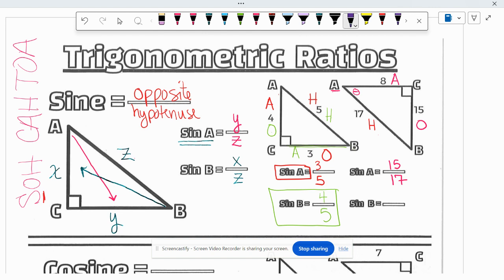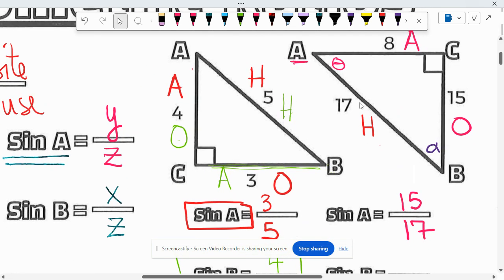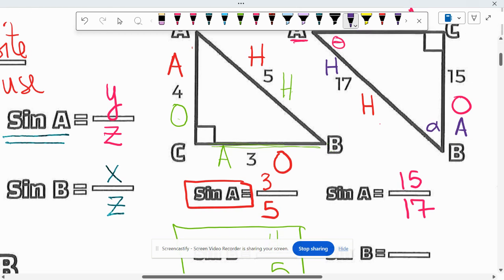And let's do angle B, and I'm going to call that alpha. It just looks like a little fish symbol. So what is the opposite of angle B? 8. And the adjacent is 15. The hypotenuse doesn't change. So if I want to find the sine of B, it's going to be 8 over 17.